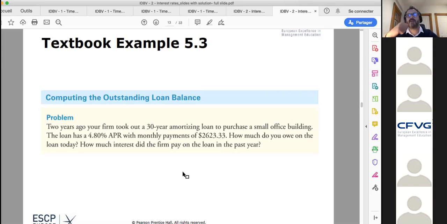So basically you know that within a payment of a loan, when you pay something, 2,623.33, you pay a part of interest and a part of capital that you pay back, right? So here the question is, during last year, what was the part of capital we paid back and what is the part of interest we paid, knowing that we paid 2,623.33? Okay, is there someone who has an idea how to do this in the chat?